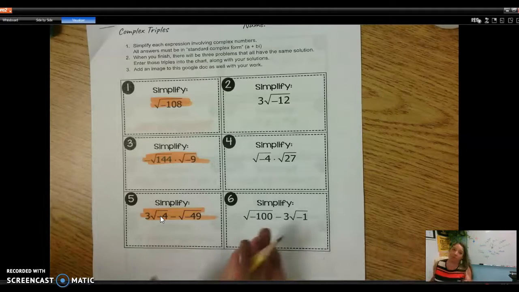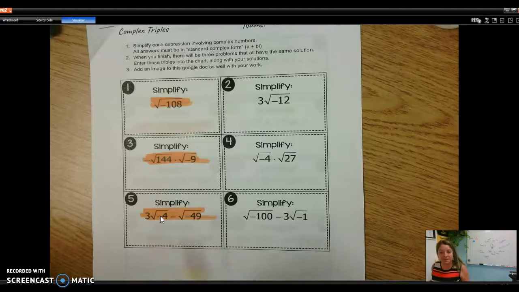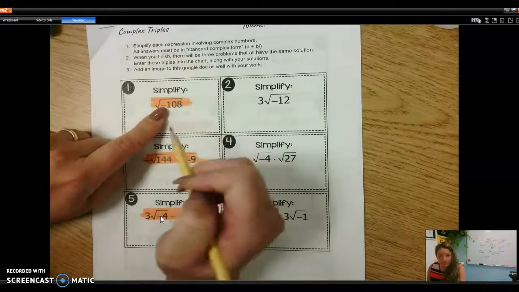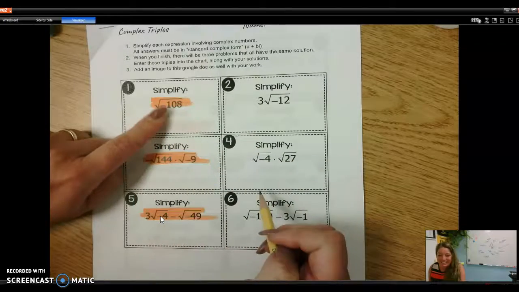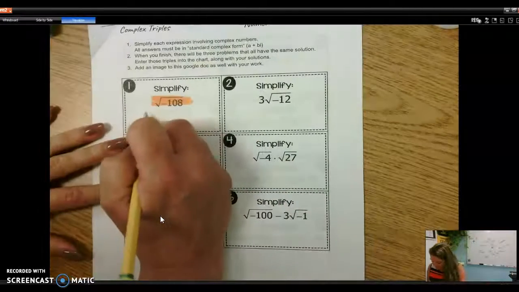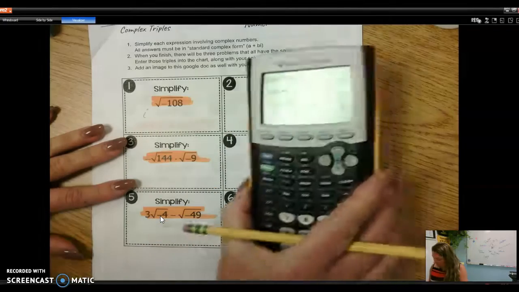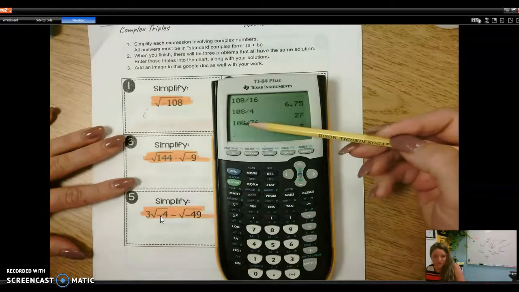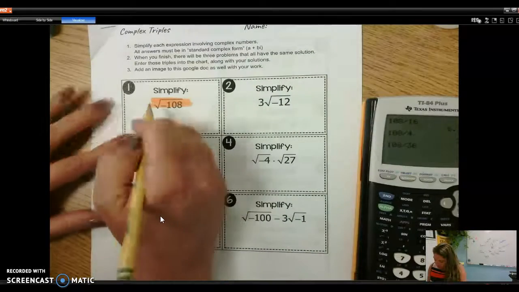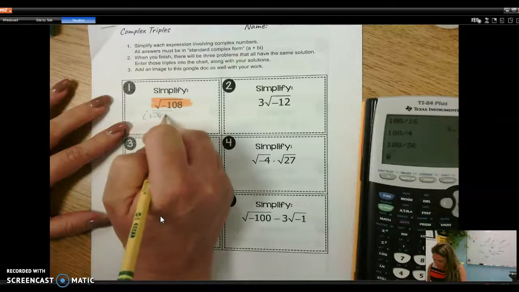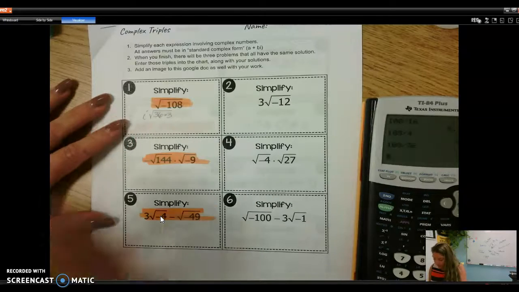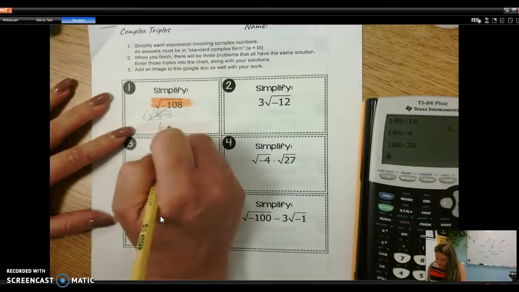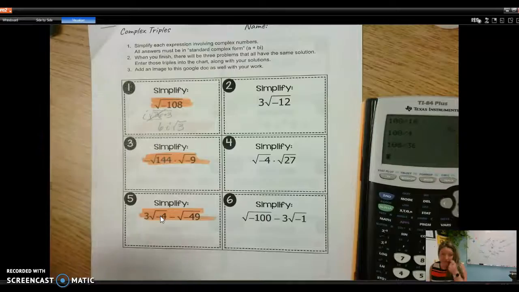But let's just start going through and simplifying these complex numbers, okay? Remember that if there's a negative on the inside, then you pull that out and make it an i. I know that 36 goes into 108, so I can break that 108 down into 36 times 3. The square root of 36 is 6, so I'm going to pull that out, and this answer becomes 6i root 3.